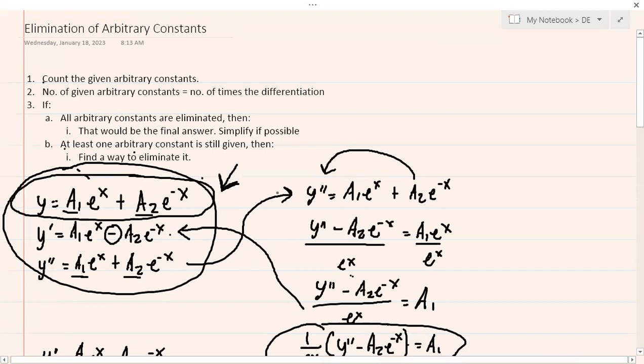Alright? So, basically, yun lang naman ang masasabi ko. Alright? If there's some ways that you can eliminate the arbitrary constant after further differentiation, then that's good. Okay? At least you try other things. Right? So, I think yun lang naman ang masasabi ko.